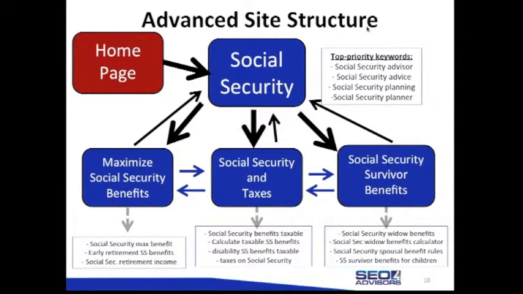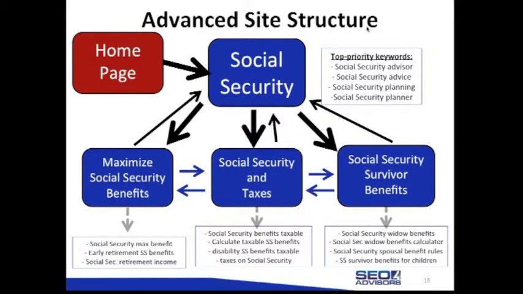But the question now is, how do you target some of these top priority keywords? As we saw, the term Social Security planning is a competitive keyword. Social Security advisor is pretty competitive. So how do we get those top priority keywords? We already know that maybe some of these lower ones we can start to rank for, like taxes on Social Security, or some of the really specific questions that people have. So let's create some subpages on maximizing Social Security benefits, or on Social Security and taxes, or survivor benefits. And even if we wanted to, maybe subpages of those subpages.